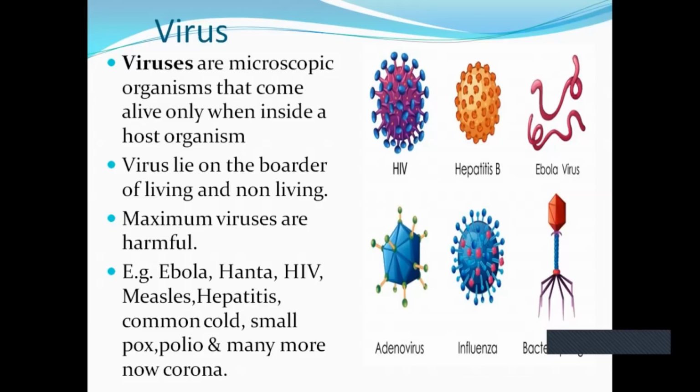Children, the meaning is that when these viruses are outside the host, they behave as if they are not active. But when they enter an organism, let it be a bacteria, a human being, or a plant, they start multiplying. They divide very fast, from 2 to 4, 4 to 8, 8 to 16. So viruses are actually on the borderline of living and non-living organisms.